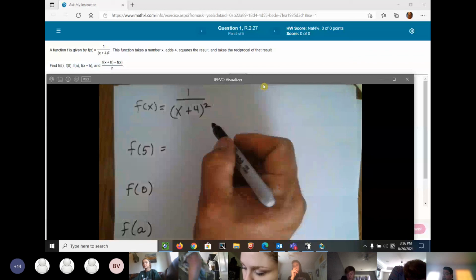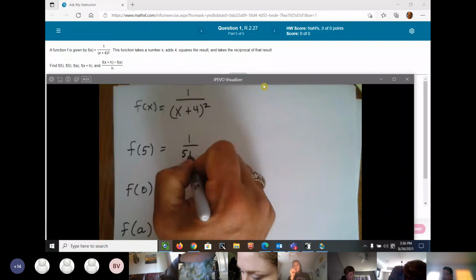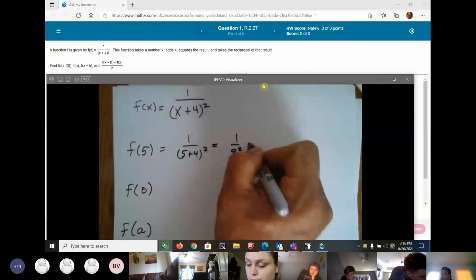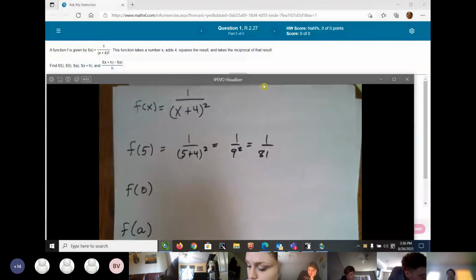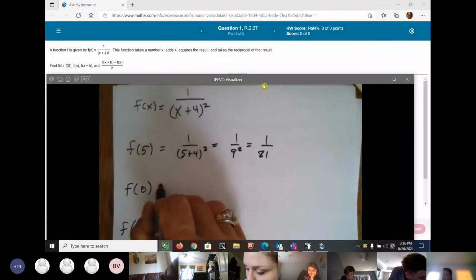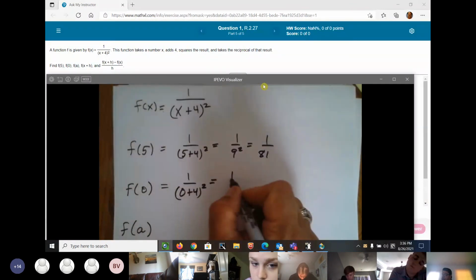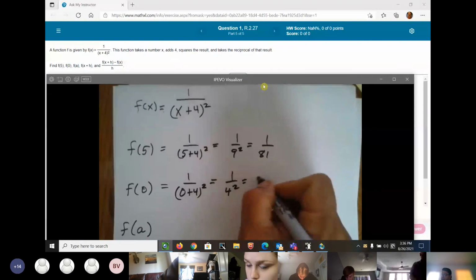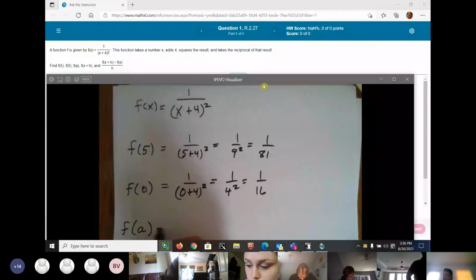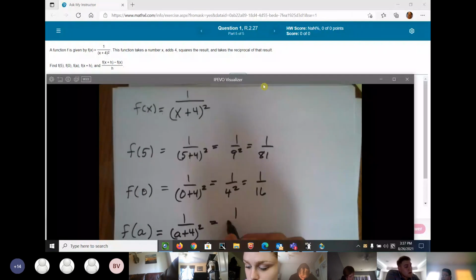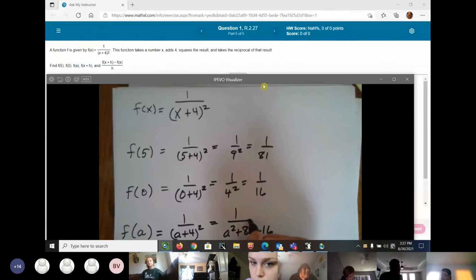Okay, so that's going to be 1 over 5 plus 4 squared is 1 over 9 squared, which is 1 over 81. 1 over 0 plus 4 squared, 1 over 4 squared, 1 over 16. 1 over a plus 4 squared, 1 over a squared plus 8a plus 16.